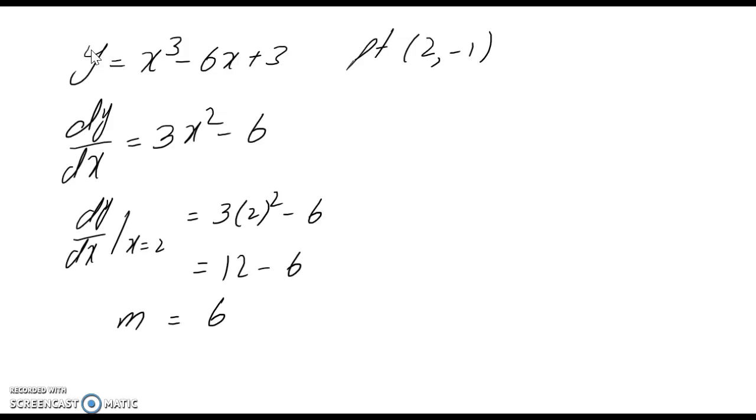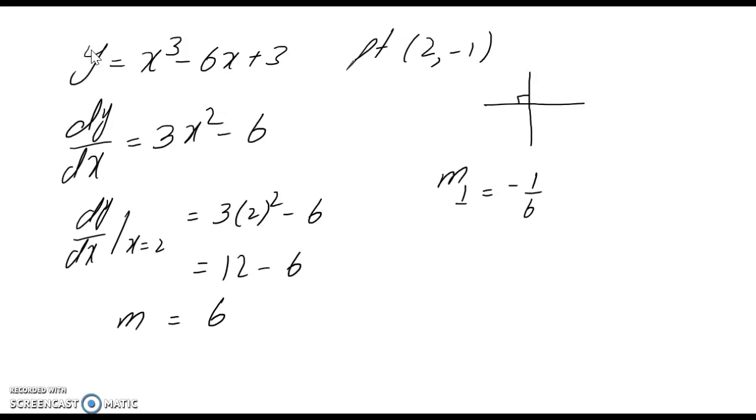Since the gradient of the tangent is 6, remember that tangent and normal are perpendicular to each other. That's what you remember from previous grades. If two lines are perpendicular to each other, the product of their gradients should be equal to -1. Or another way, the gradient of the normal will be the negative reciprocal of the gradient of the tangent. So if the gradient of the tangent was 6, the gradient of the normal will be -1 over 6.